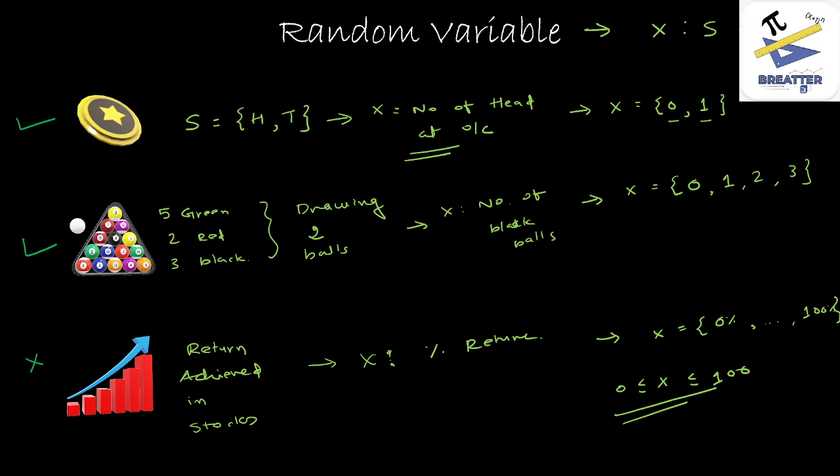Now let us take a few more examples. Flipping 2 coins. When you flip the 2 coins, what are the possible outcomes? It is head tail, tail head, or head head, or tail tail. These are the possible outcomes.